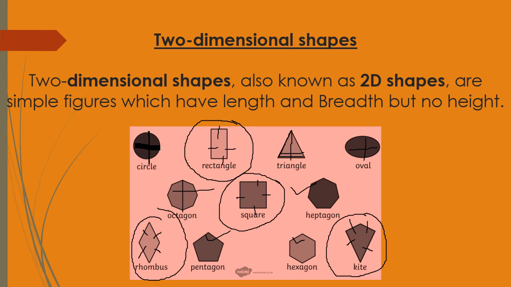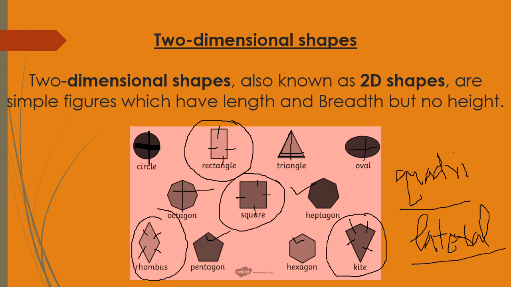So they are called quadrilaterals. Four means quadri and lateral means side. So these four figures, rectangle, rhombus, square and kite, are examples of quadrilaterals. So moving on to the next part.